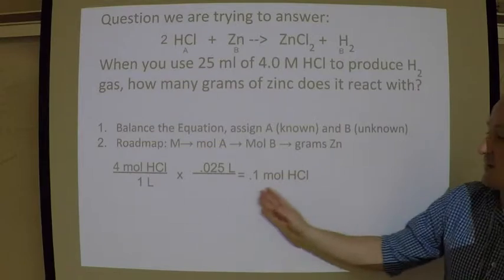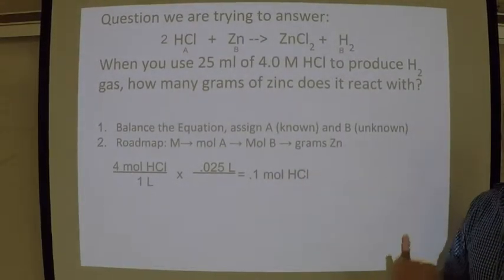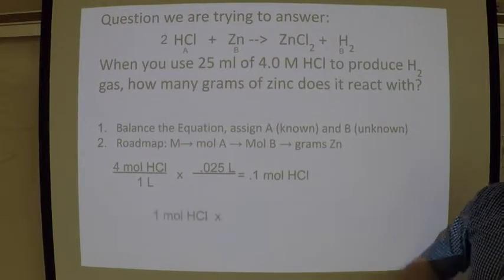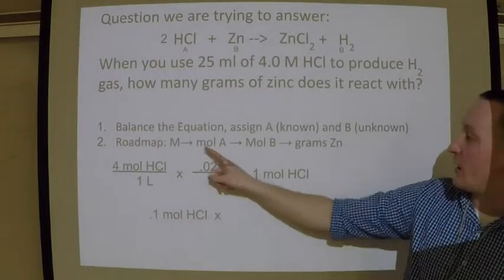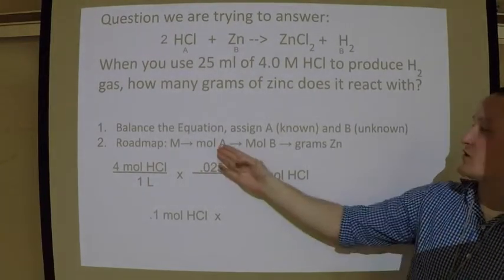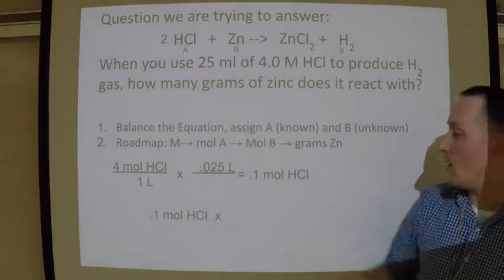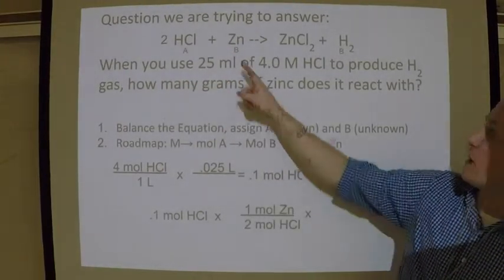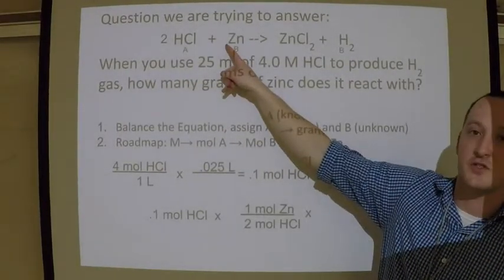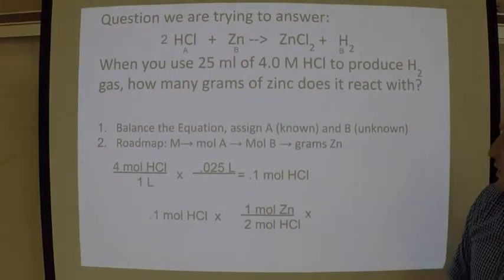Okay? Now I'm going to continue my problem down here because I wouldn't have enough room for my dimensional analysis. So now I have 0.1 moles of HCl. So I have done this step right here. I've changed from molarity to moles. Now to change from moles of A to moles of B, I'm going to use my B over A. I know that I have 1 mole of zinc, because its coefficient is 1, for every 2 moles of HCl, so it's 1 over 2.